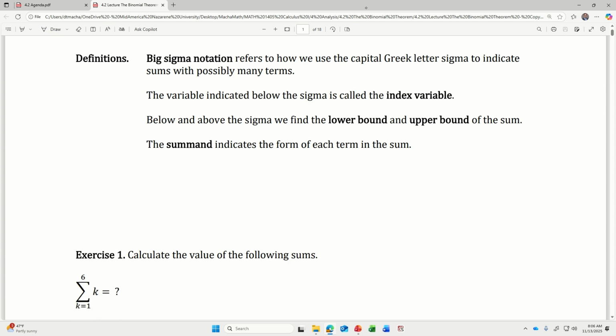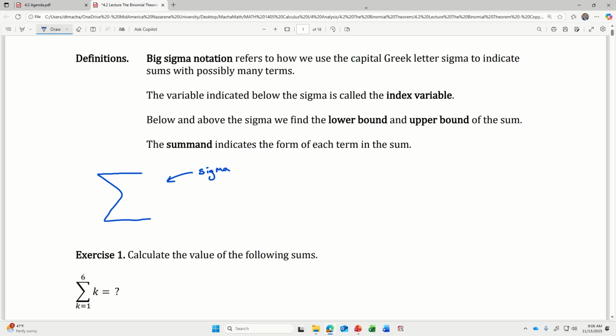Big sigma refers to writing a large capital Greek letter sigma like this. And in math, that means we're going to add a bunch of things up. So that is what a sigma looks like.